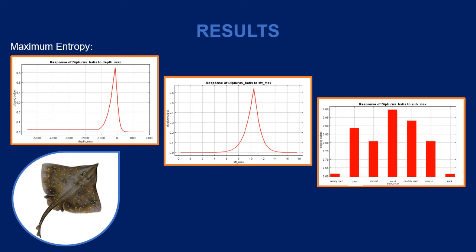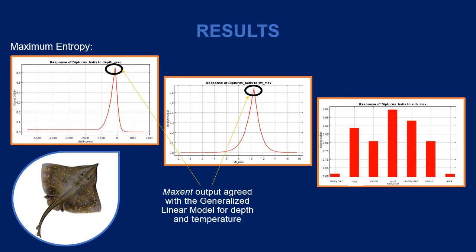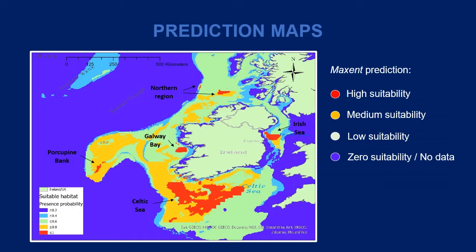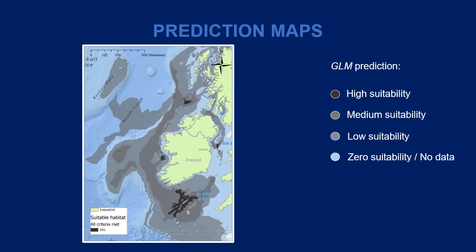Results from the maximum entropy model agreed with the GLM for both depth and seafloor temperature, but considered sand and muddy sand as influential substrates along with mud. The Maxent prediction map identified several areas of high suitability in all areas around Ireland, the largest being in the Celtic Sea. Prediction maps for the GLM were visualized using GIS and showed similar areas of high suitability, although smaller in size due to the difference in substrate influence.